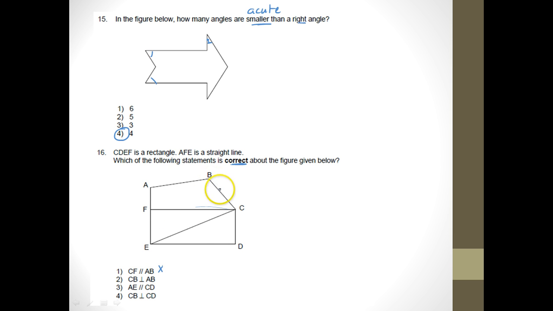CB is perpendicular to AB? No, it is not, because this is not 90 degrees. AE is parallel to CD. Yes. CB is perpendicular to CD? Is not. So the answer is option number 3.